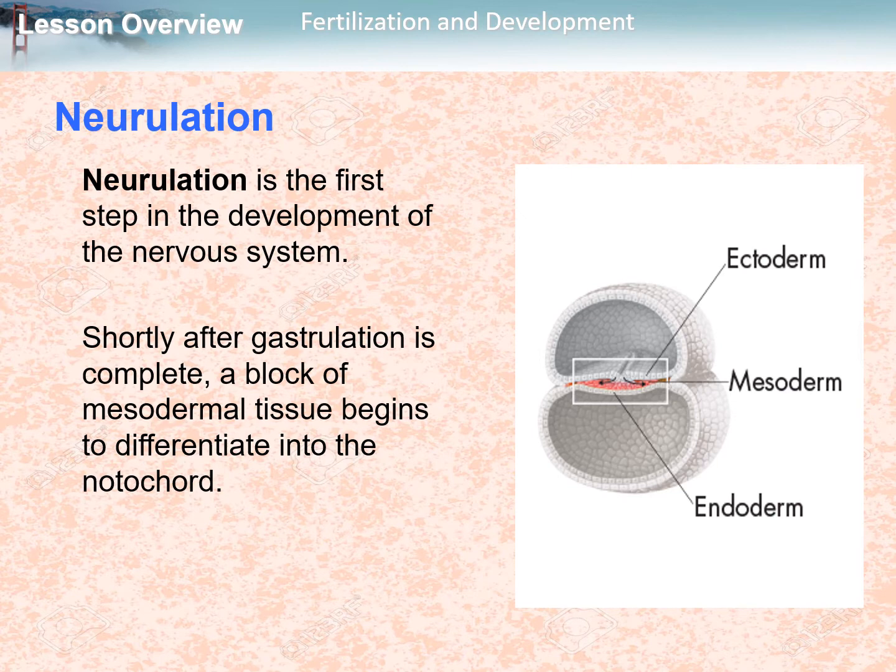I've mentioned that the nervous system develops, and this is through the process of neurulation, which is the first step in the development of the nervous system. Shortly after gastrulation is complete, a block of mesodermal tissue begins to differentiate into the notochord. You already know what notochords are. This is the early support system of the growing embryo, and later on it will develop into the backbone of the vertebrates.